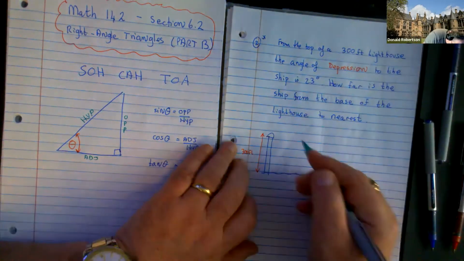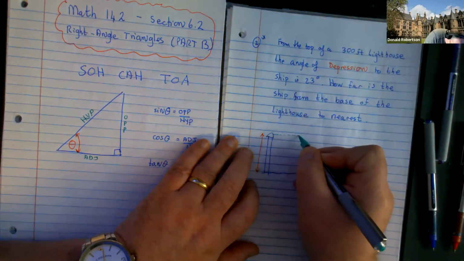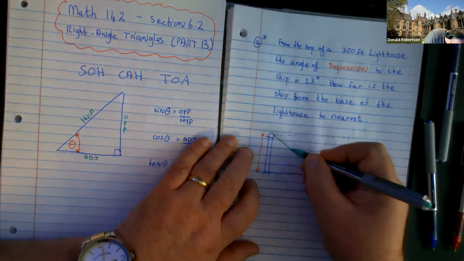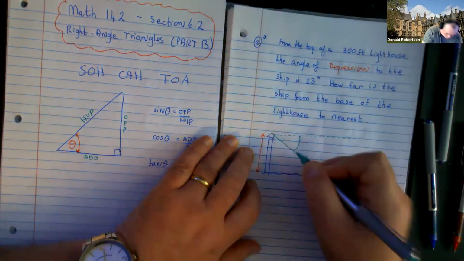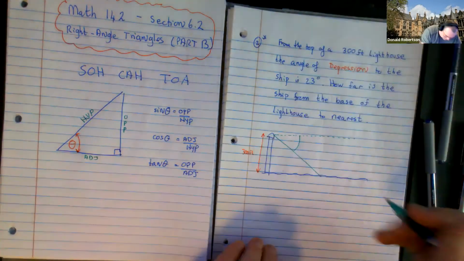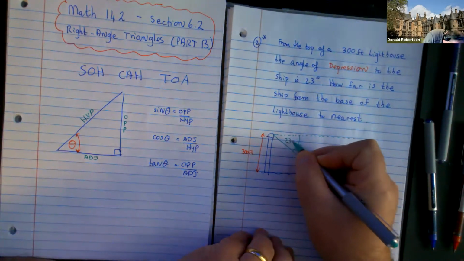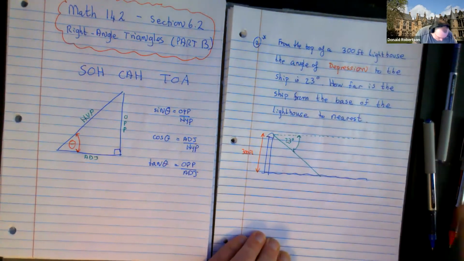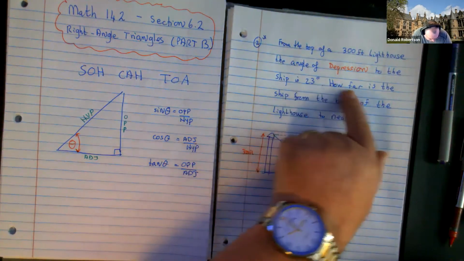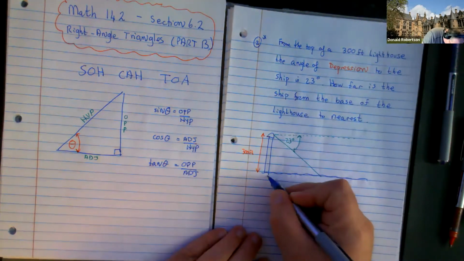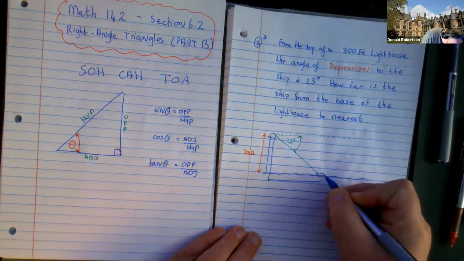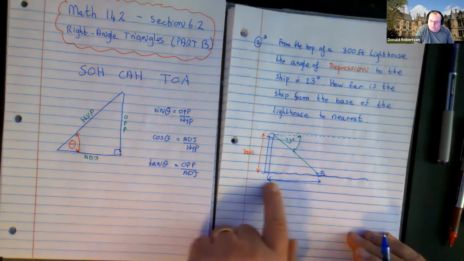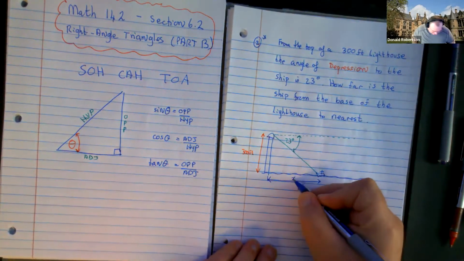If you don't know what an angle of depression is, let me tell you. If you look horizontally that way, the angle of depression is the angle that you would look from horizontal going down the way. So they have just told me that this angle here is 23 degrees. And then we read on a little bit further. How far is the ship from the base of the lighthouse? Oh, by the way, there's the ship, right? We are being asked to find that. And I'm just going to call it X because this is as good a name as any.